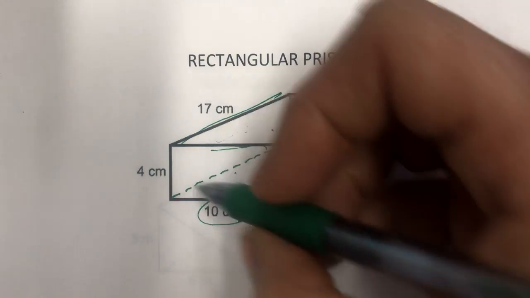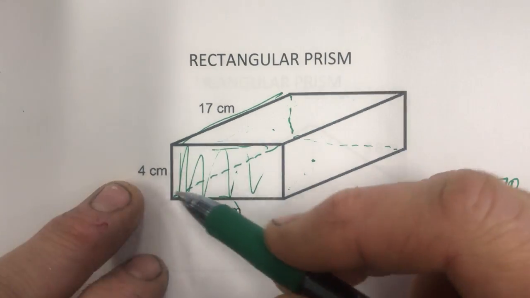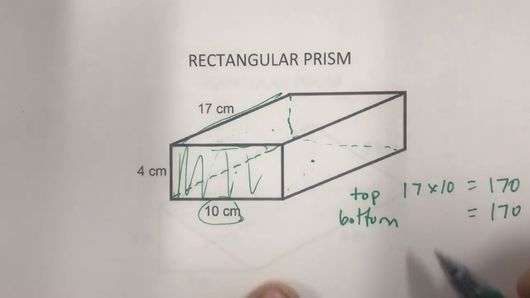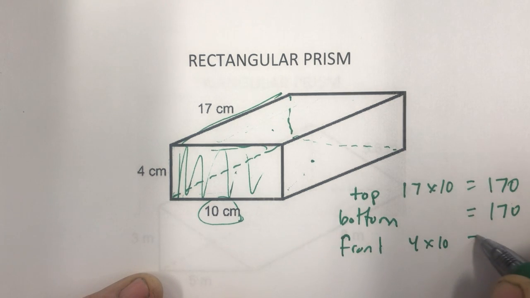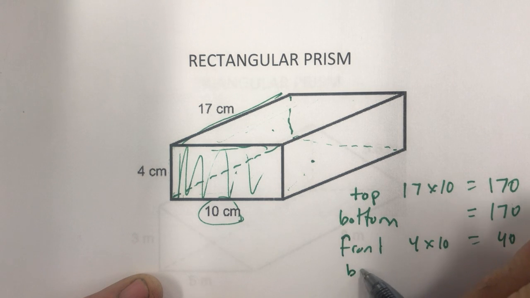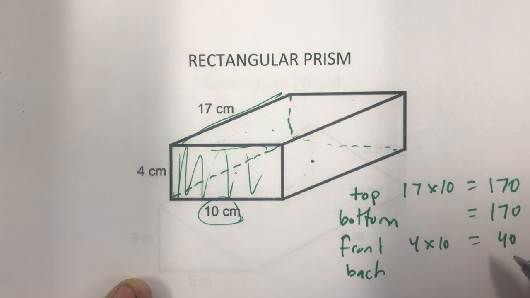Okay. What about this front piece? This front is 4 tall, 10 long. So the front, 4 times 10, which is 40. That means the back, same thing, 40.